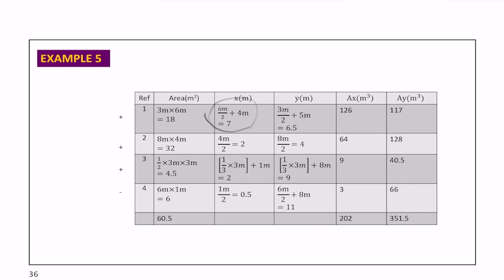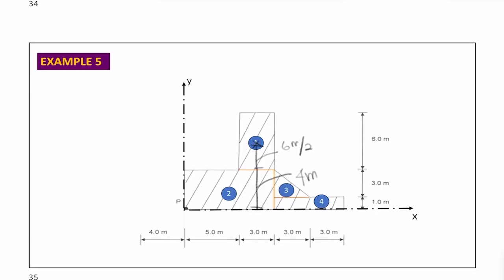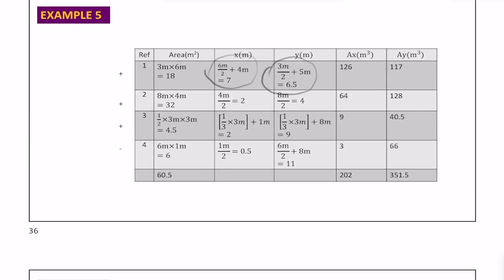to the x-axis. And for y bar here, it will be the distance from the centroid to the y-axis, which means this one is 3 meter divided with 2 plus 5 meter. Okay, this will be the one. And you times the area with the x bar and you get this value. The area times with y bar, you will get this value.